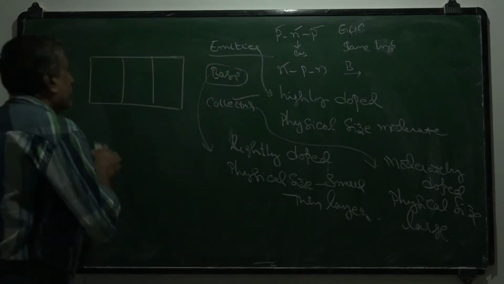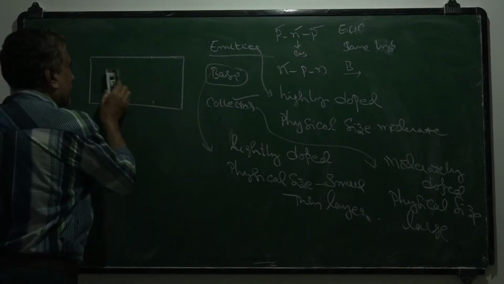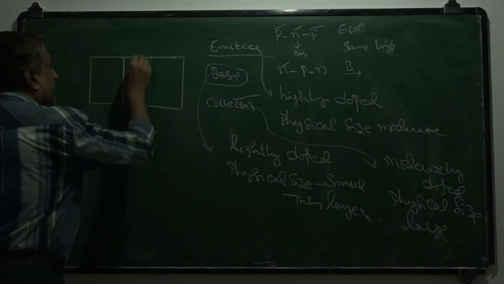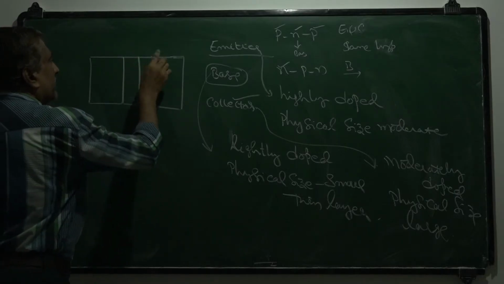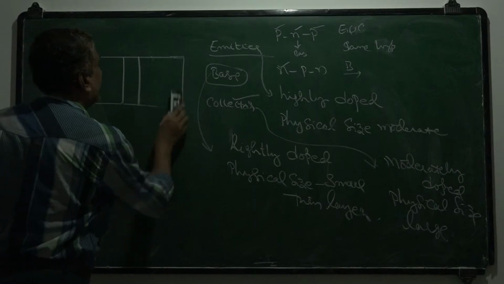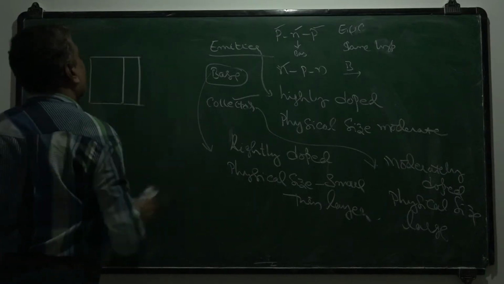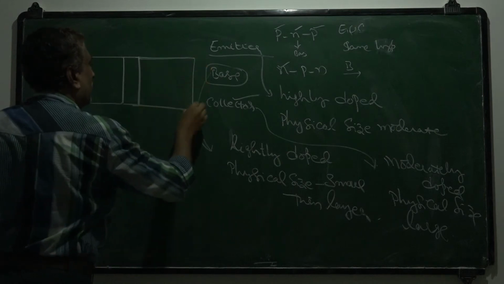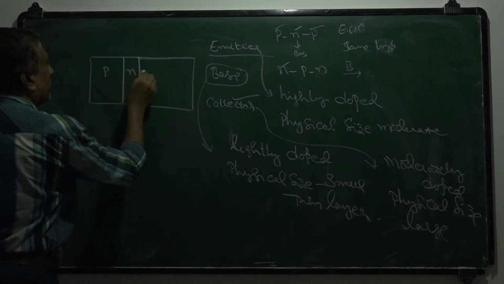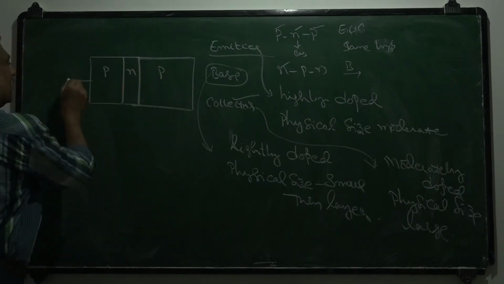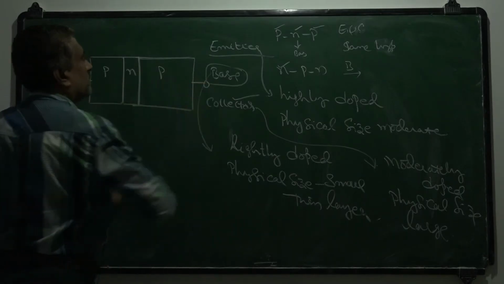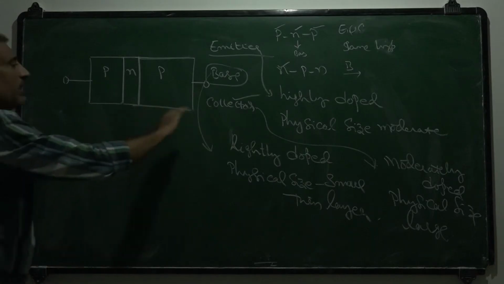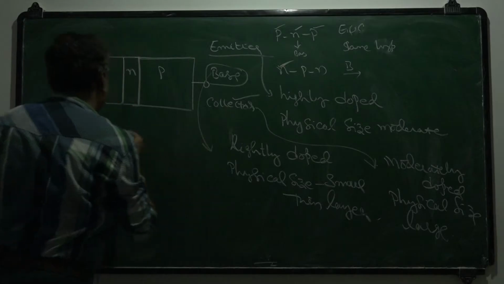Now we can draw like this. If you consider a PNP transistor, this is P, this is N, and this is the collector, P. This is like this. Similarly, if you consider an NPN transistor, it is also drawn like this.